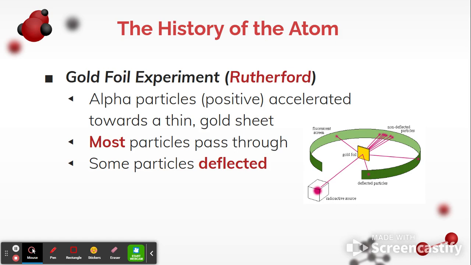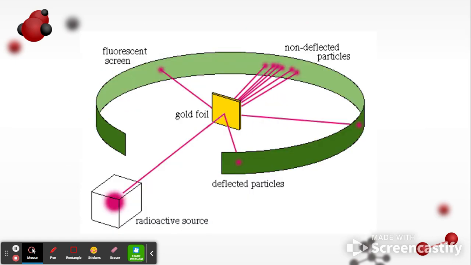The fact that a very small percentage of particles were deflected led to the conclusion that the majority of an atom is empty space, where the part of an atom in which the particles were deflected is not empty space. And since that was a very small region, as most of the particles passed through, that was indicative that most of the volume of an atom was empty space.